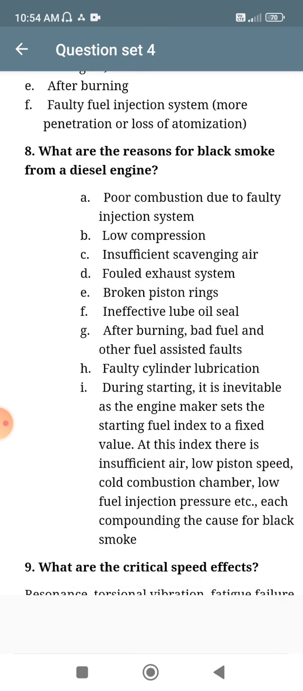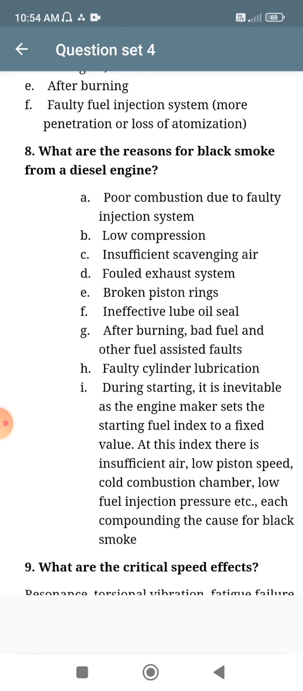What are the reasons for black smoke from the diesel engine? In some situations there will be black smoke coming from the diesel engine. So what are the reasons? Poor combustion due to faulty injection system, low compression, insufficient scavenge air, fouled exhaust system, broken piston ring, ineffective lube oil seal after burning, bad fuel and other fuel assisted fault, and faulty cylinder lubrication.